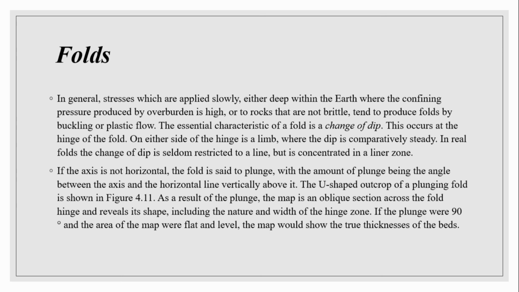A fold's essential characteristic is a change in dip, and when we say dip, it is the angle at which a planar feature is inclined to the horizontal plane. The change in dip happens at the fold's hinge. On either side of the hinge is a limb with a somewhat consistent dip. The change in dip in a genuine fold is rarely confined to a line but is concentrated in a linear zone.